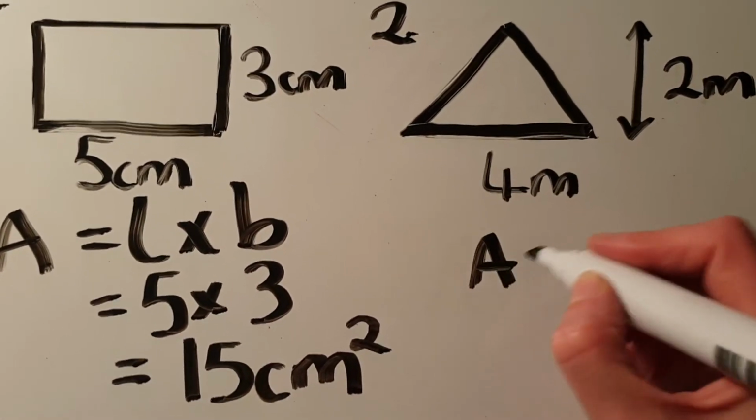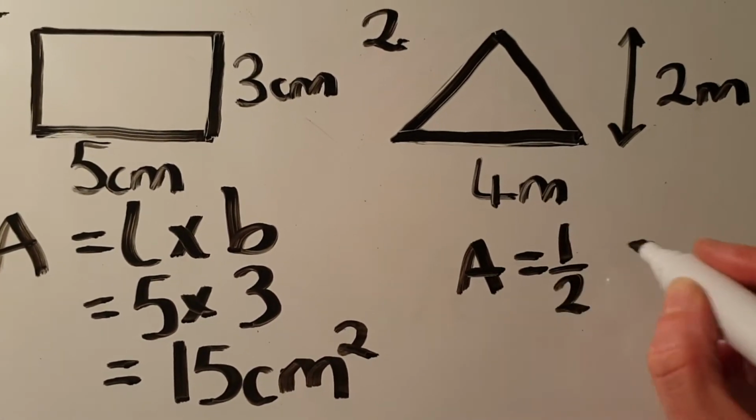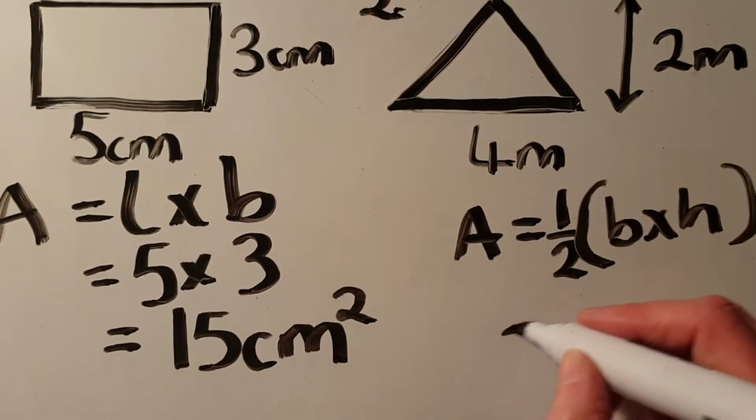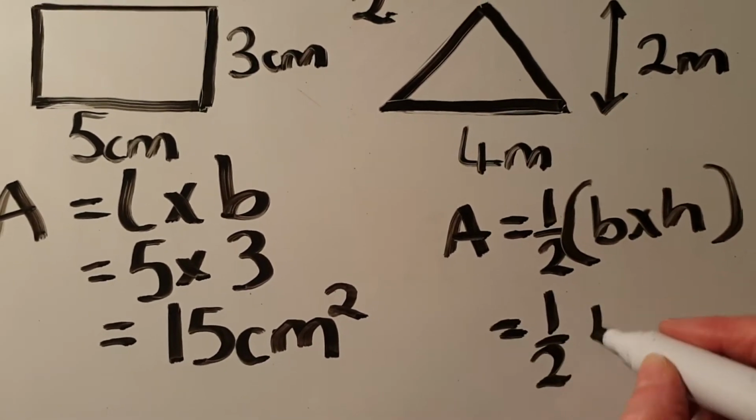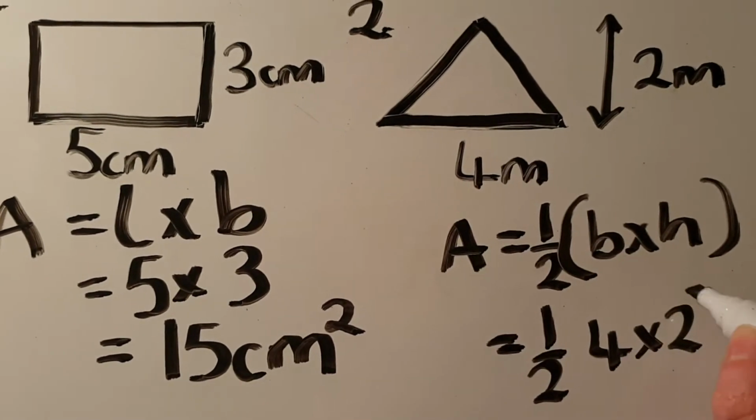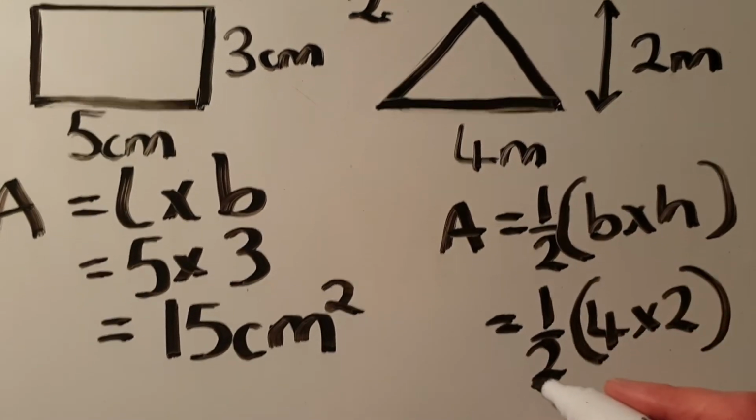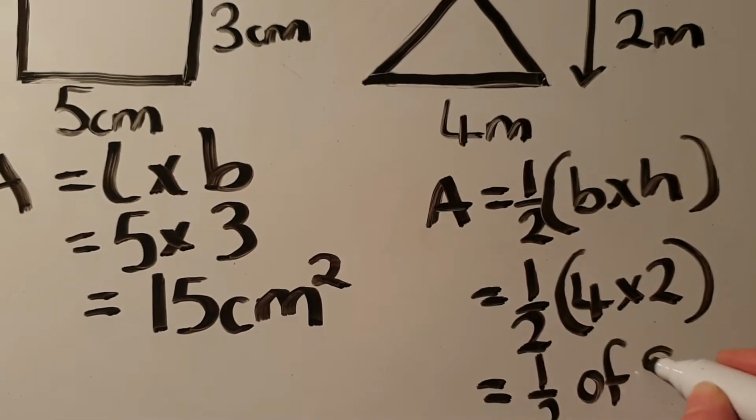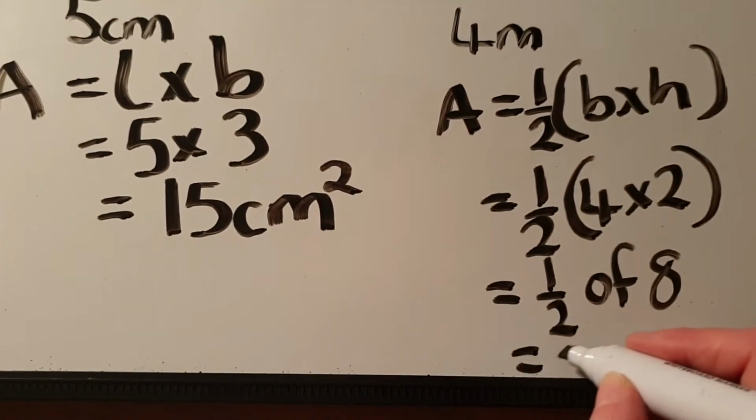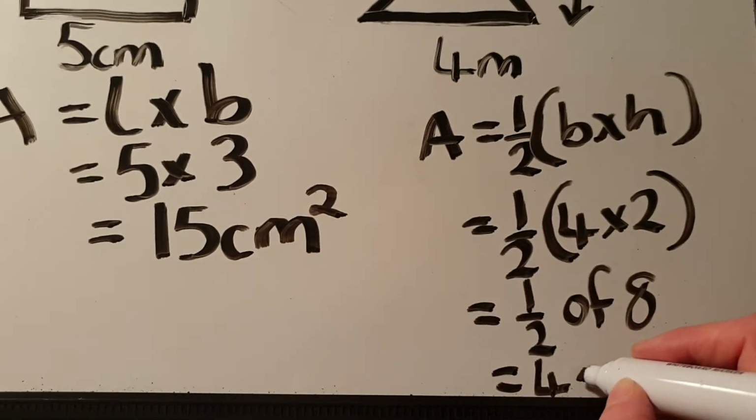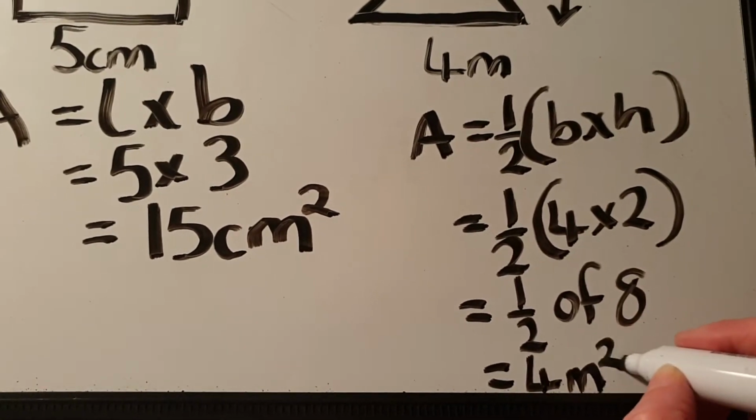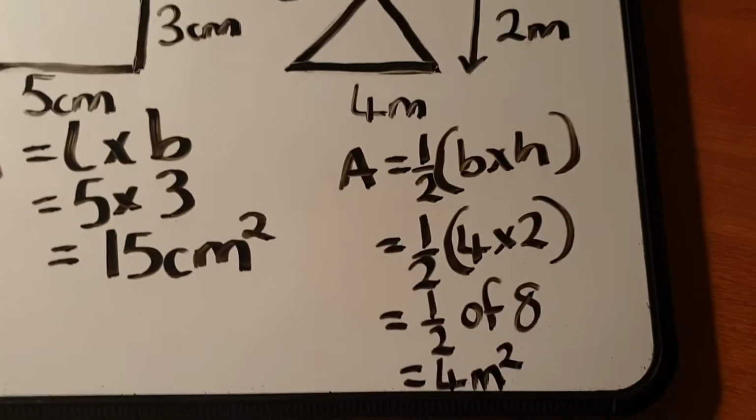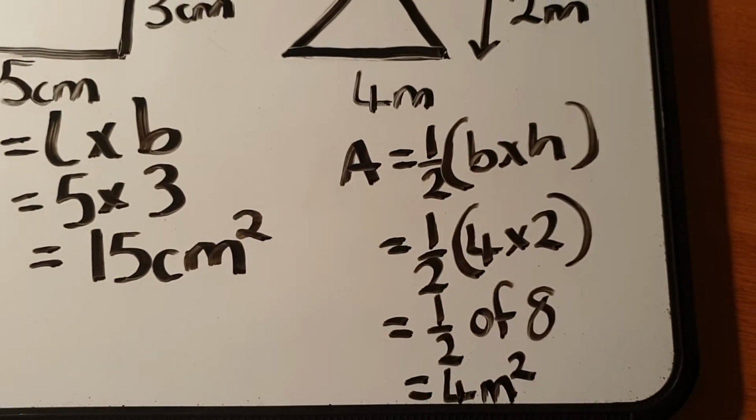Going on to the triangle. It's a half base times height. The base is on the bottom, so that's 4. The height is 2. Multiply them together, you get 8, and a half of 8 is 4. Now, the measurements were in metres, so metres squared for that one.